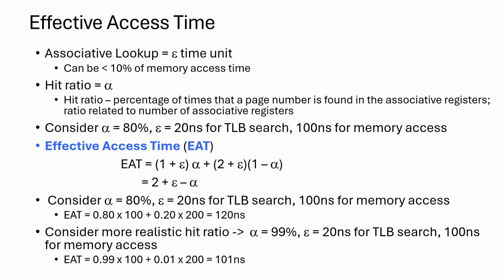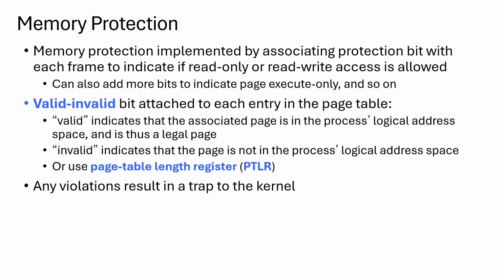Then effective access time. When a hit occurs, the effective access time is calculated like this: if the lookup time is epsilon and the hit ratio is alpha, this formula is used for calculating the effective access time.